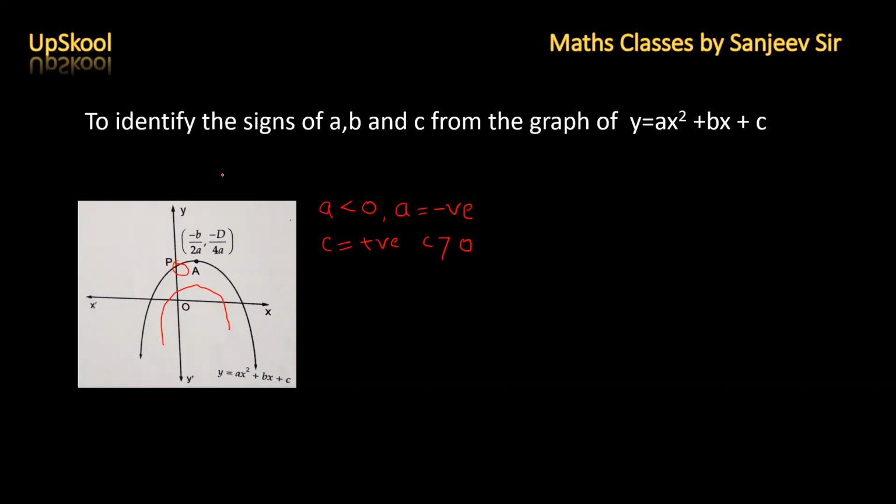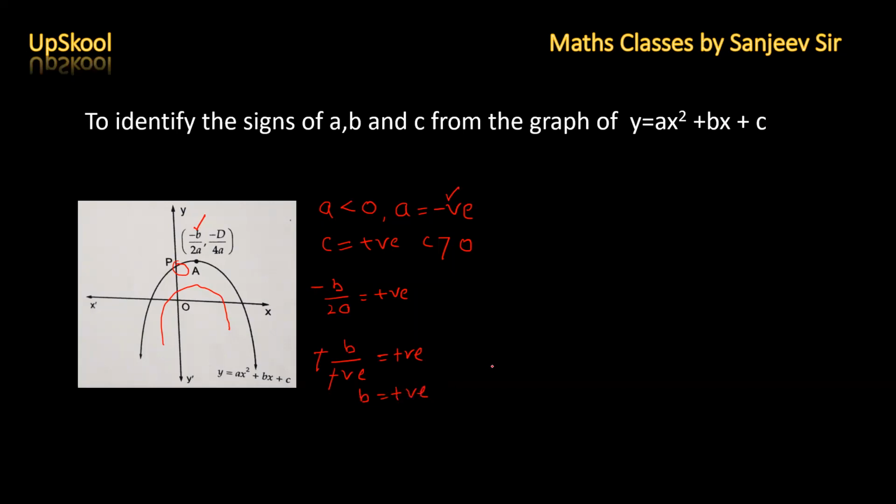Now we will find the vertex in the first quadrant. So minus b upon 2a is positive. Here we have a as negative, negative upon negative is equal to positive. Cancel this. So b is positive.